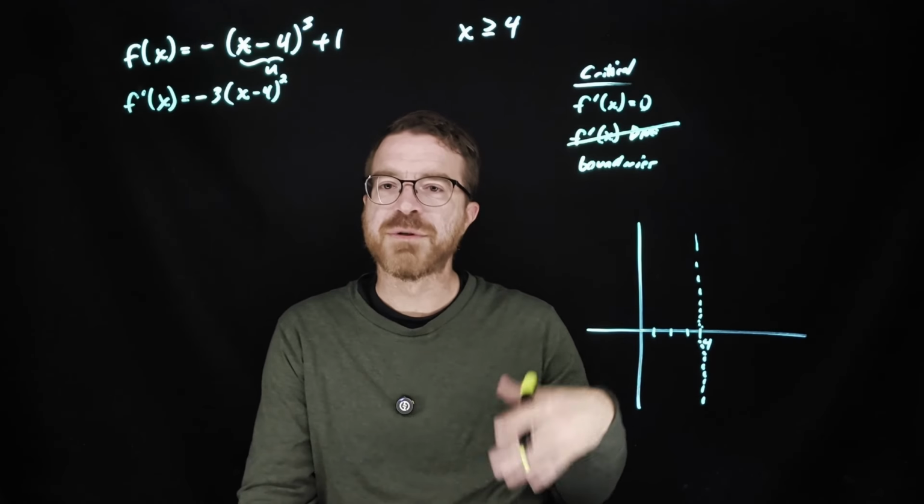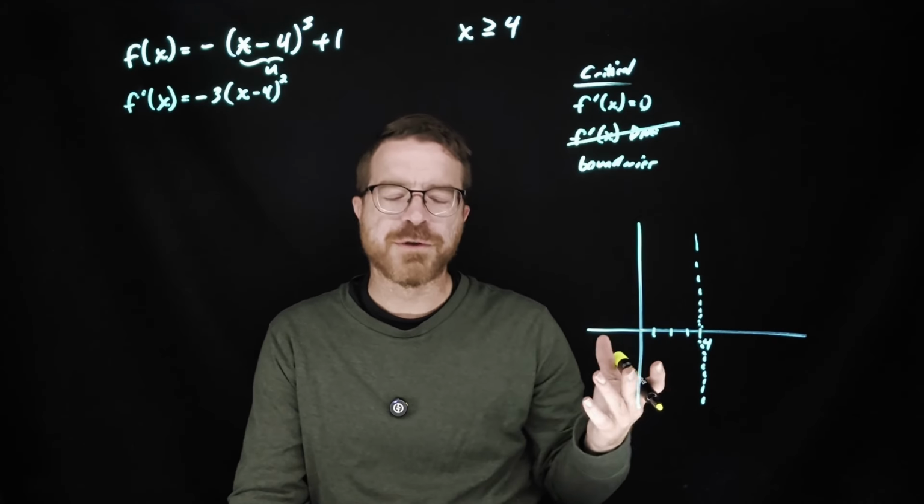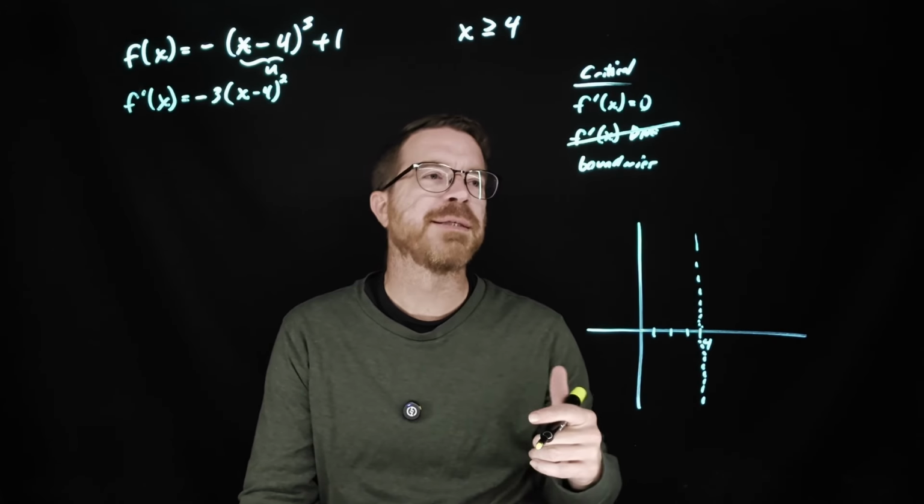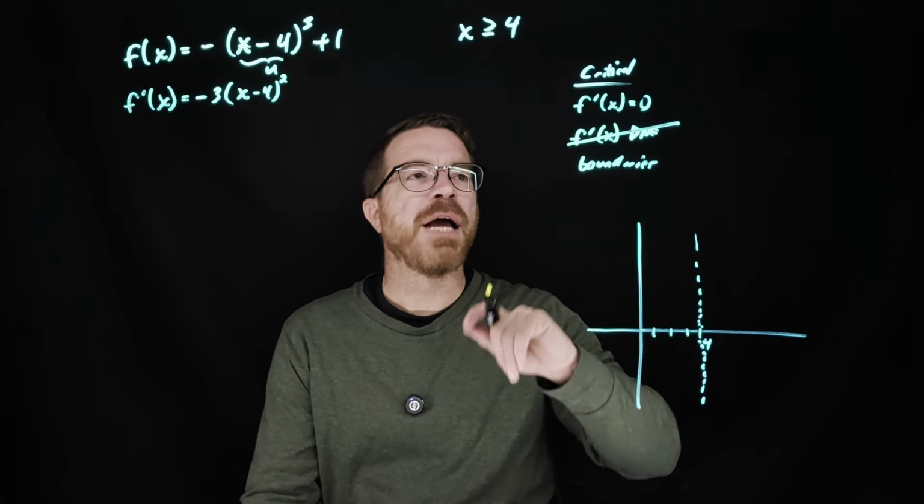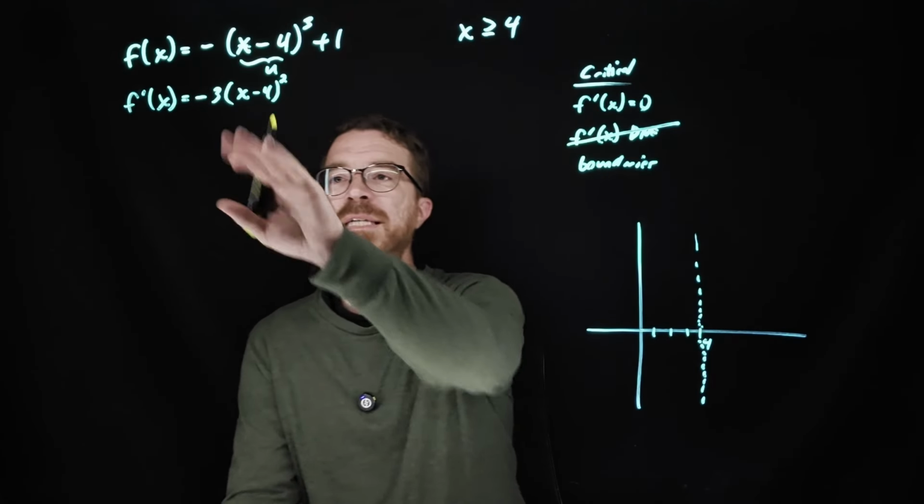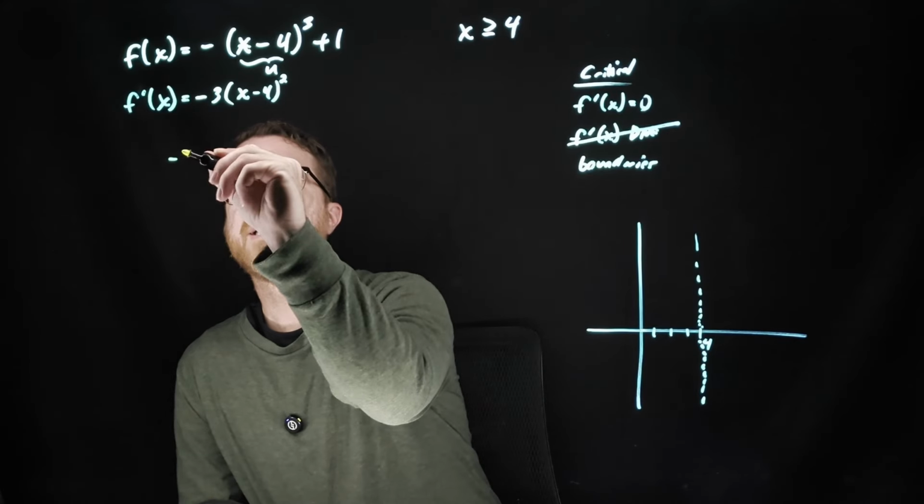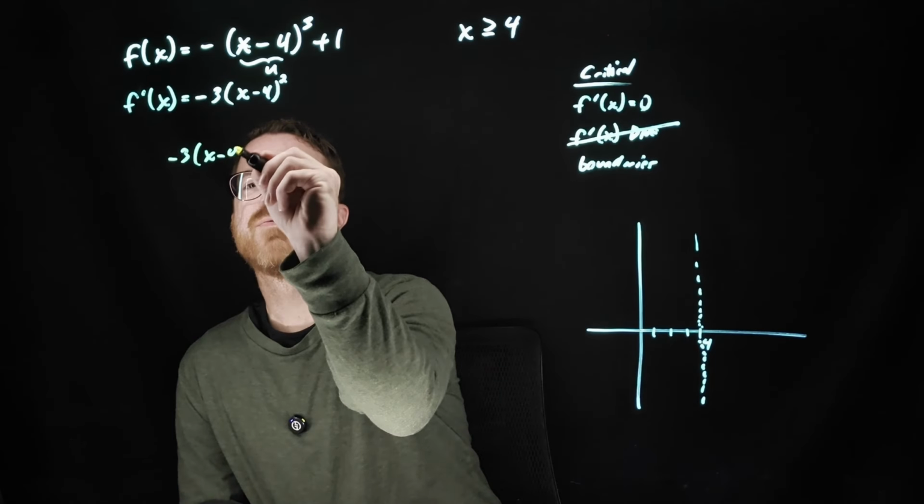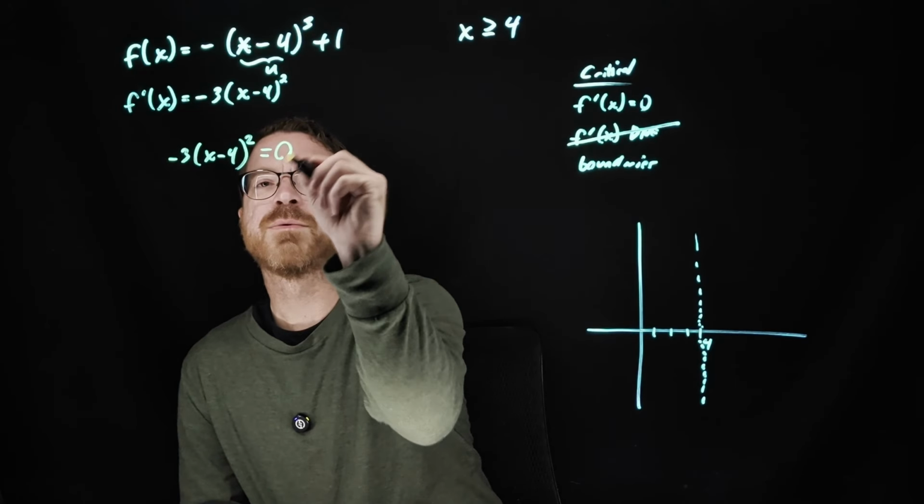That would be things like if we were dividing by 0 or had a negative under the square root, which gives us a complex number, things like that. So let's do this one now. F prime of x is equal to 0. So we're going to set this equal to 0. So we have negative 3 (x minus 4) squared equals 0.